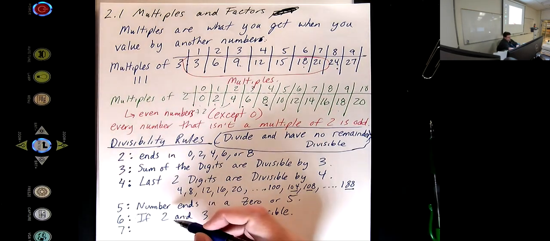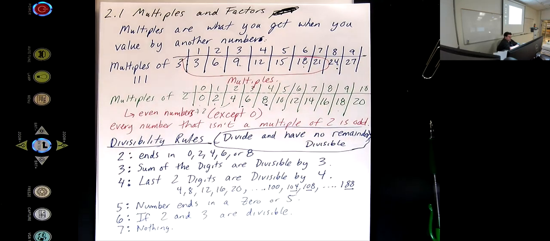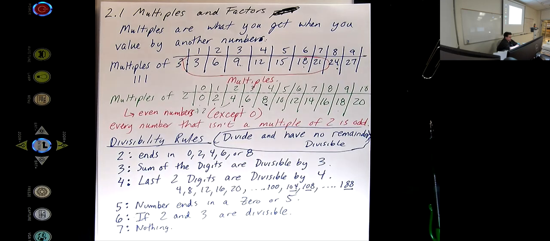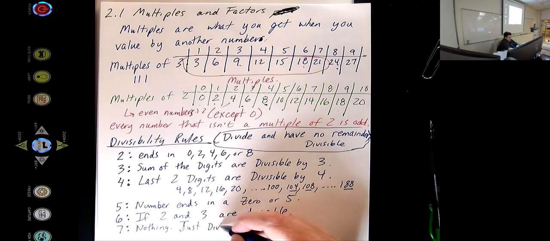Seven. Nothing. There's no magic rule to remember. You just have to divide and see if you're left with a remainder. Just divide and see if there's no remainder.